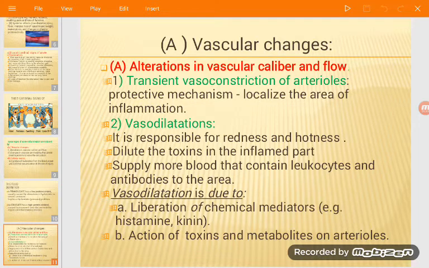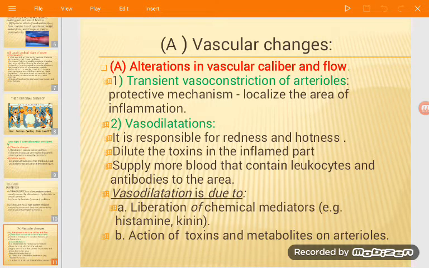First, we will talk about the vascular change: alteration in vascular caliber and flow. There is transient vasoconstriction of the arterioles. Mainly, it is a neural response to injury. Also, some mediators can lead to transient vasoconstriction.